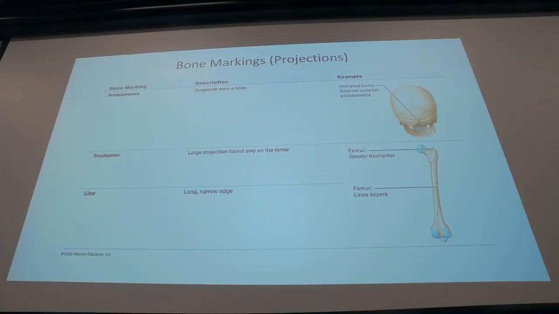Trochanters, the only examples are in the femur bone, the longest bone in our body, the bone in our thigh. So we have a greater trochanter here in the superior lateral portion, and in the medial inferior portion of this proximal end, which is this part, we have the lesser trochanter. So this is like the anterior view, posterior view of the femur. This is the greater trochanter, this is the lesser trochanter.